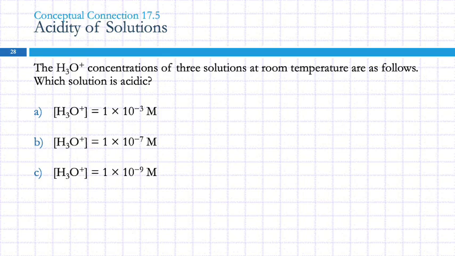So here we have the hydronium ion concentrations of 3 different solutions at room temperature, and we are asked to identify which solution is acidic. So for an acidic solution, what's the relationship between H3O plus and OH minus? Which one's bigger? The H3O plus. Acidic, acid, H3O plus, there's more of it, right? But this isn't giving us comparisons, it's just giving us concentrations.